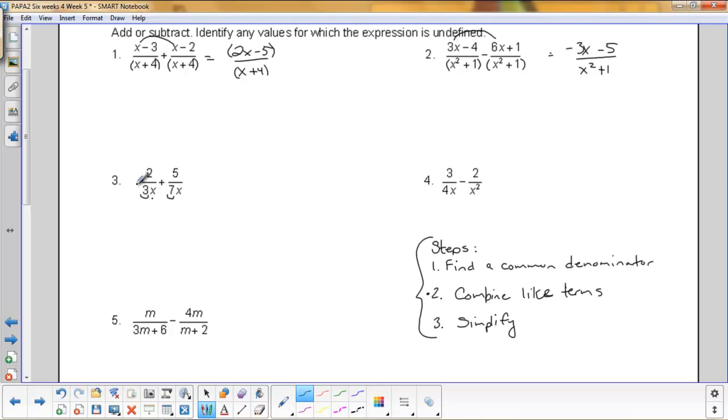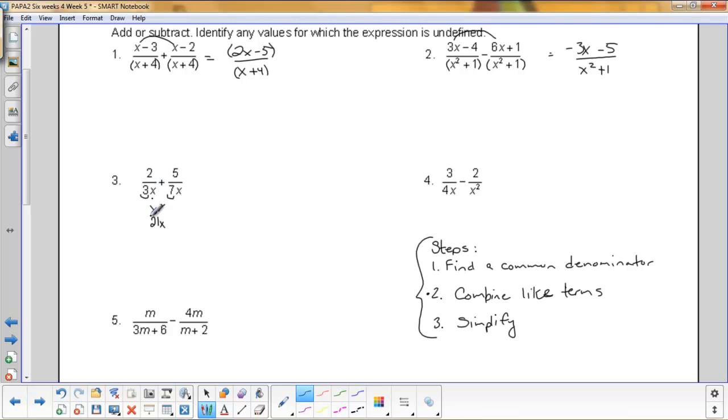So whether you see it or not, you want to use one of each of the terms that are on the bottom. The 3 numbers that are on the bottom of question number 3 are 3, 7, and x. So the common denominator is going to be 21 times x.